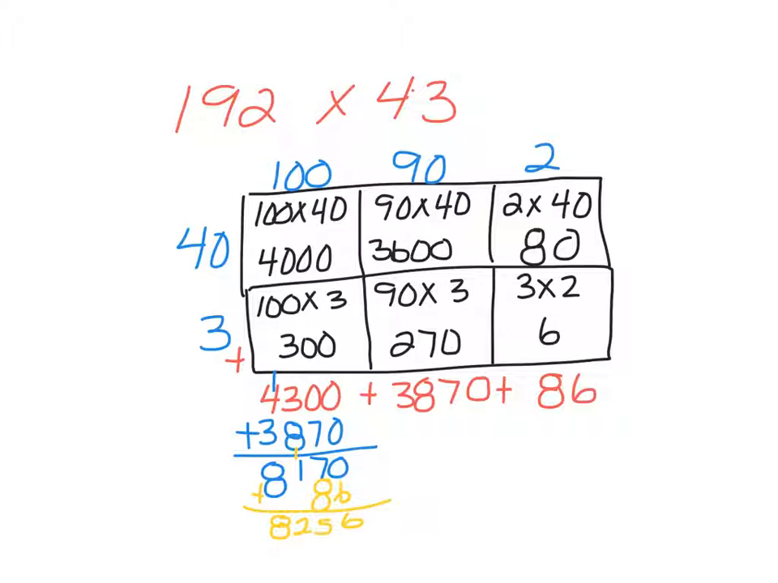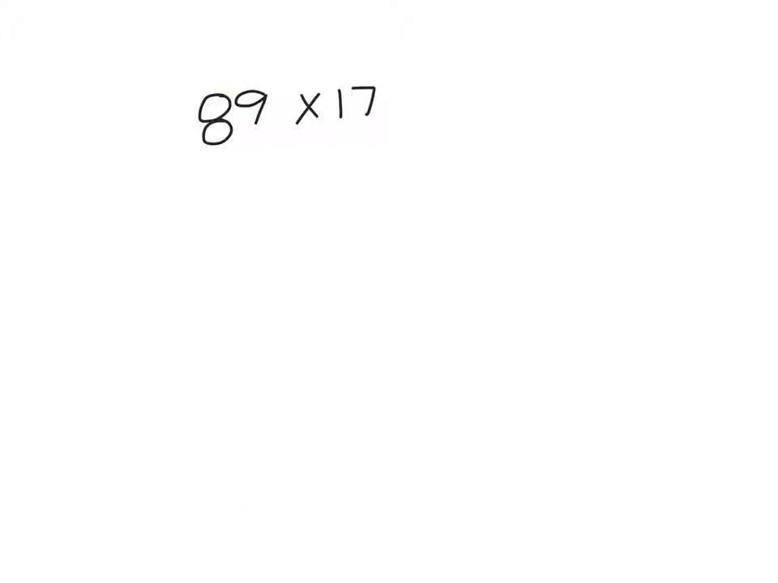And if I did all my math right, remember we have to add this column to get this number. We're adding this column to get this number. We're adding this column to get this number, and we have to add these all up. So I swung this one here, got that, swung this one here and got that, and I came up with 8,256. Let's try just one more.